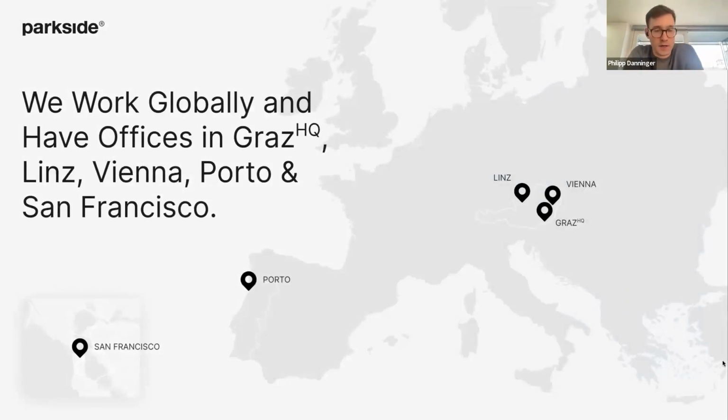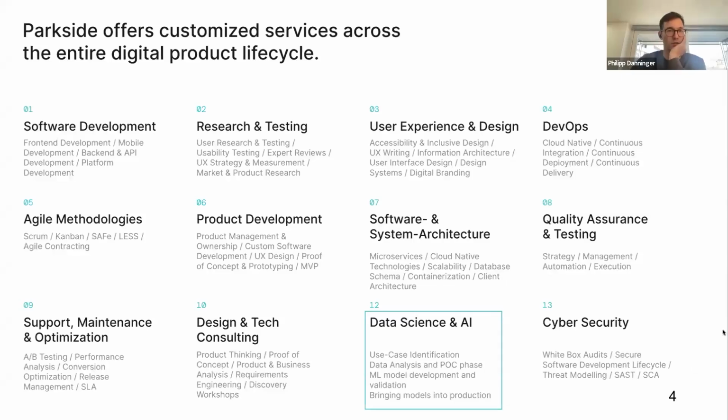Now, so in brief, what is Parkside Interactive and who are we? We are a software development company that is based in Graz, Vienna, Linz, Porto. Sometimes we still have to San Francisco, and as of recent, we also acquired a new location in Basel, Switzerland. We are a custom software developer, for which we do everything from software development to research and testing, quality assurance, DevOps, but also UI and UX design, and also cybersecurity.